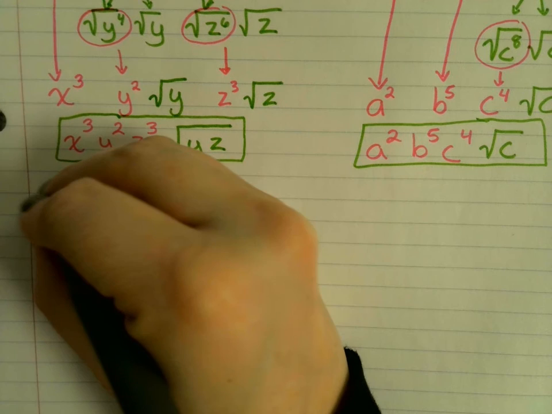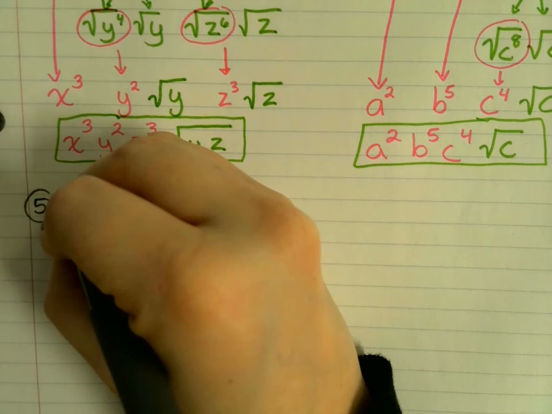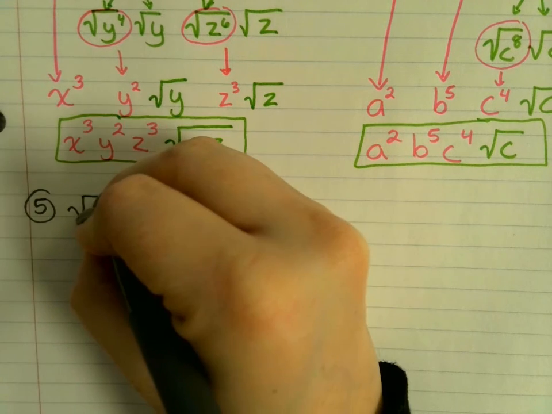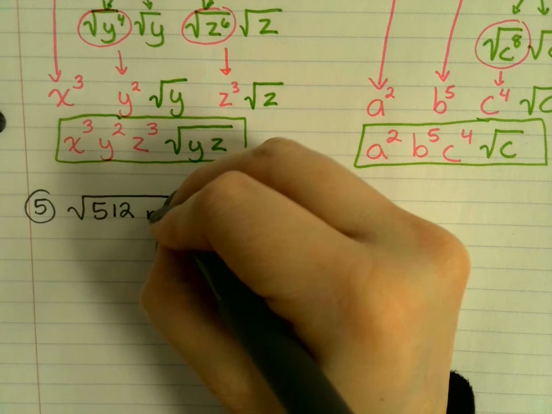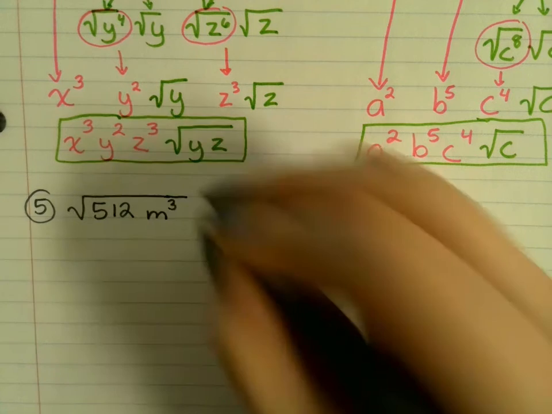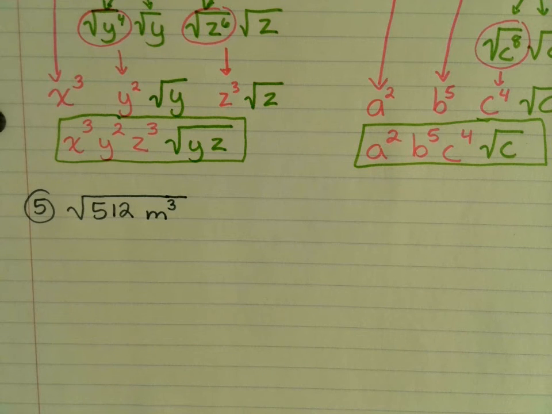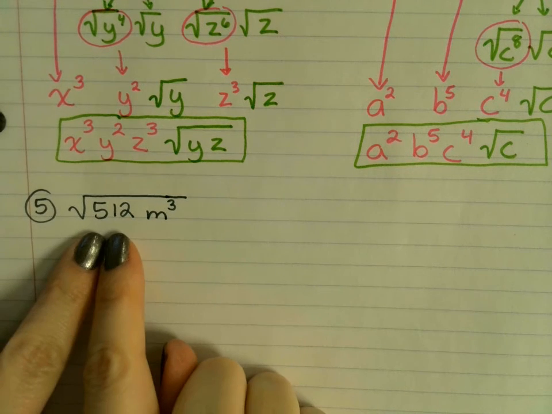So if we have the square root of 512 m to the 3rd power, the first thing that I want to do is focus on 512. So I'm going to separate this out.